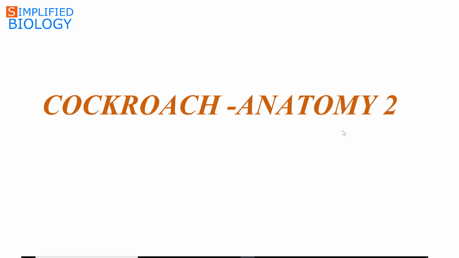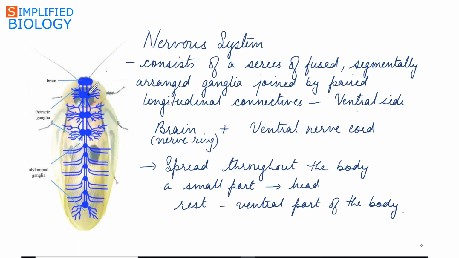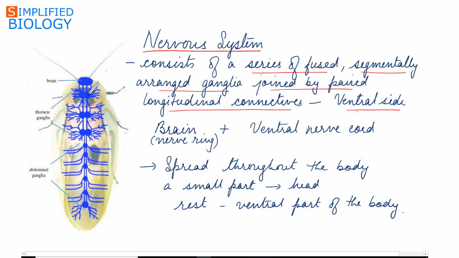Today we'll continue with the anatomy of cockroach, that is nervous system and reproductive system. Nervous system. Nervous system consists of a series of fused, segmentally arranged ganglia joined by paired longitudinal connectives on the ventral side of the body.